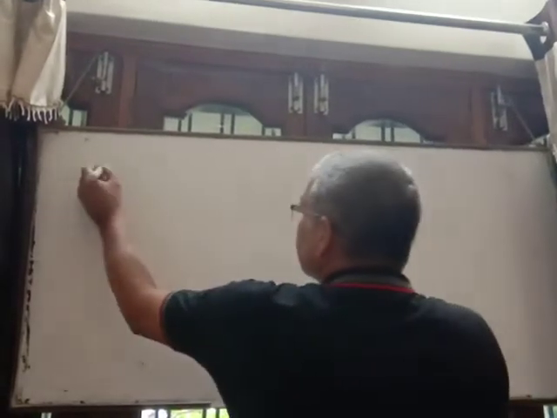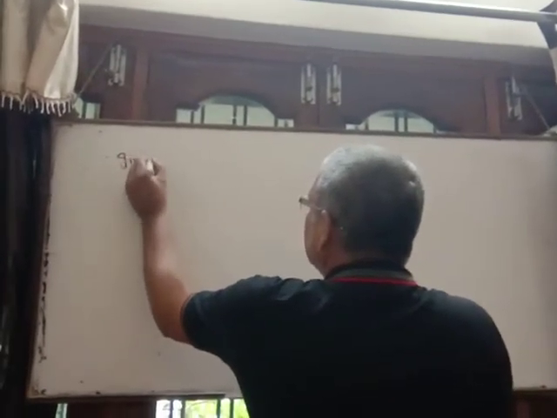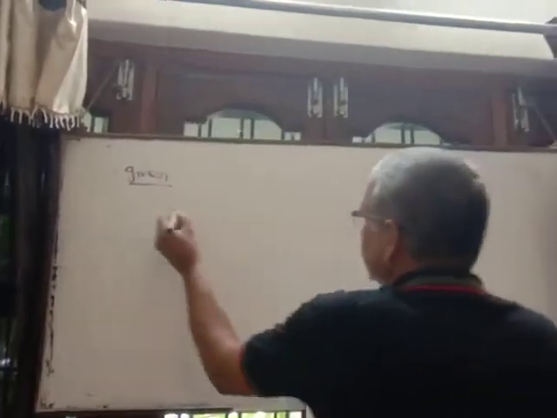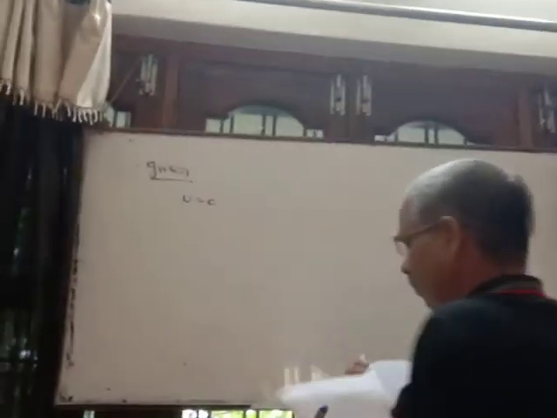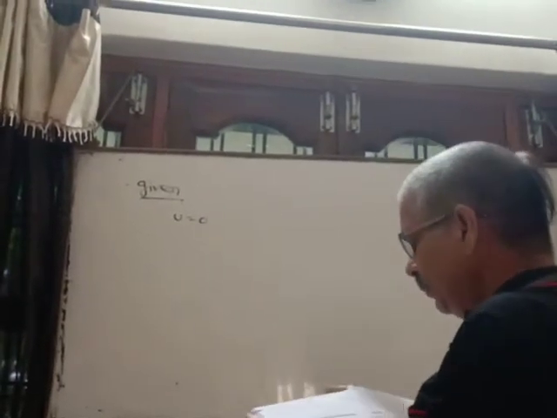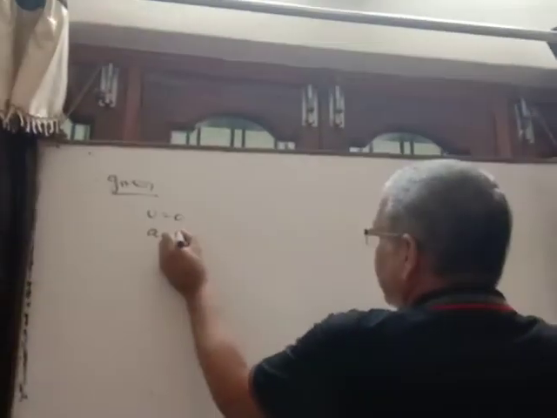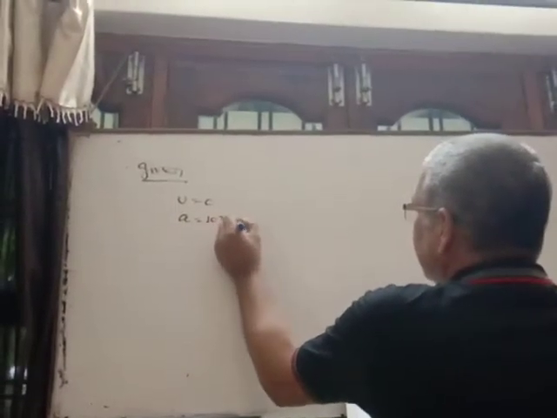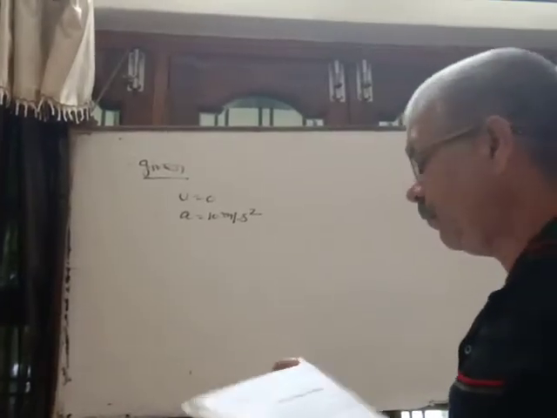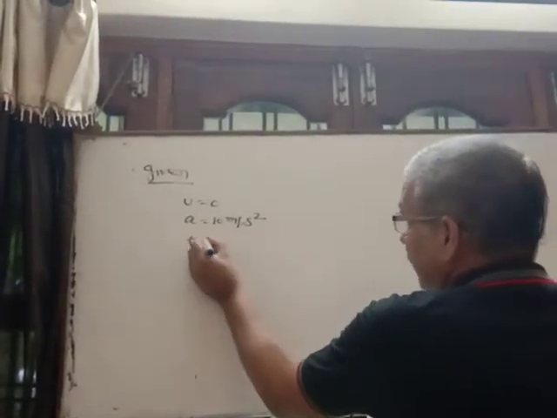We will solve a few numericals based on equations of motion. Let's see. A train starts from rest. From rest means initial velocity is 0, so u is equal to 0. It accelerates uniformly at the rate of 10 meter per second square for 1 minute. Time is 1 minute.